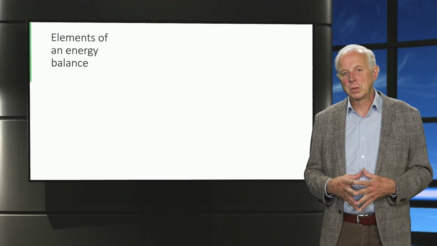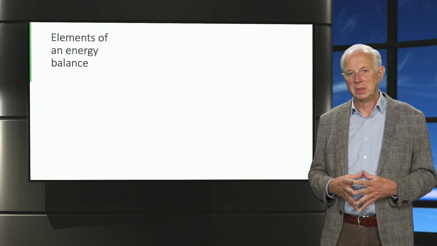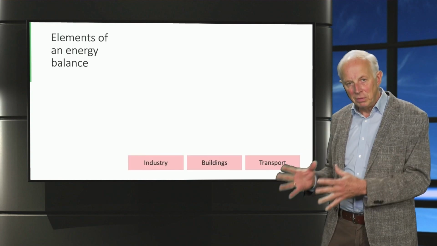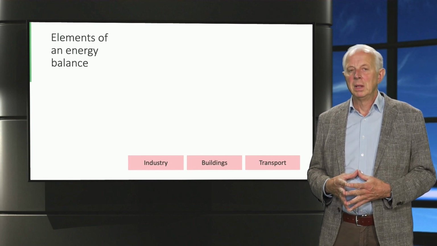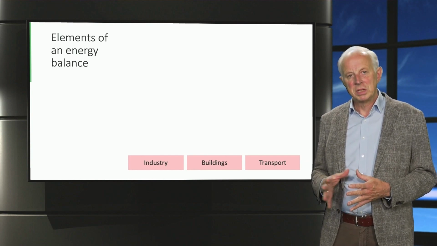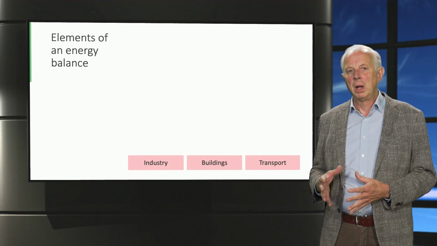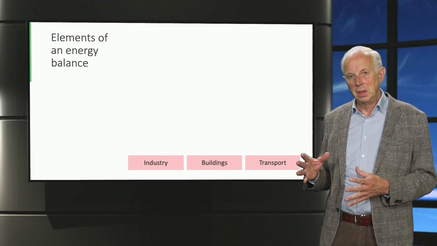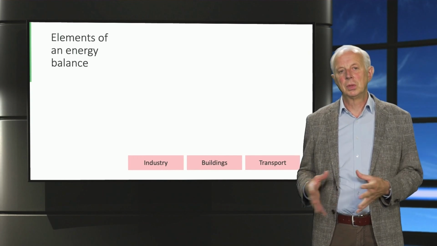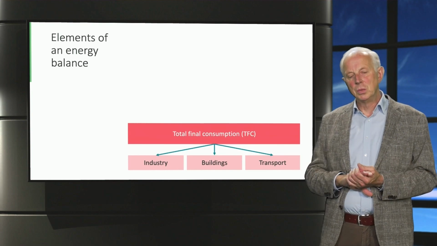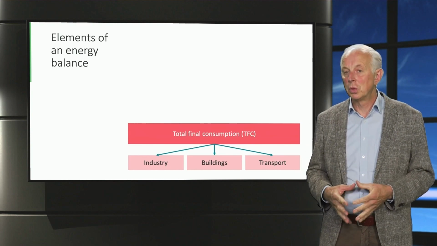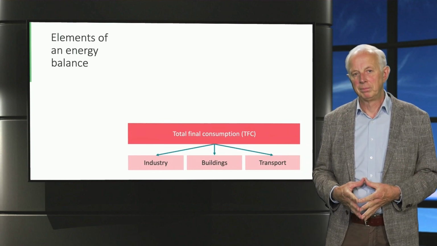An energy balance consists of three basic elements. First of all, we start with the end use. Where is energy actually used? This is broken down on a sector-by-sector basis. For example, how much energy is used in different industrial sectors or for transport. The sum total of the energy use in these different sectors is called total final consumption.